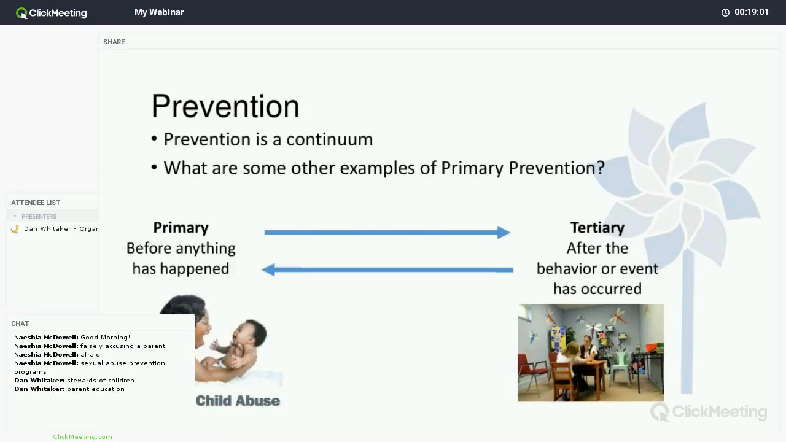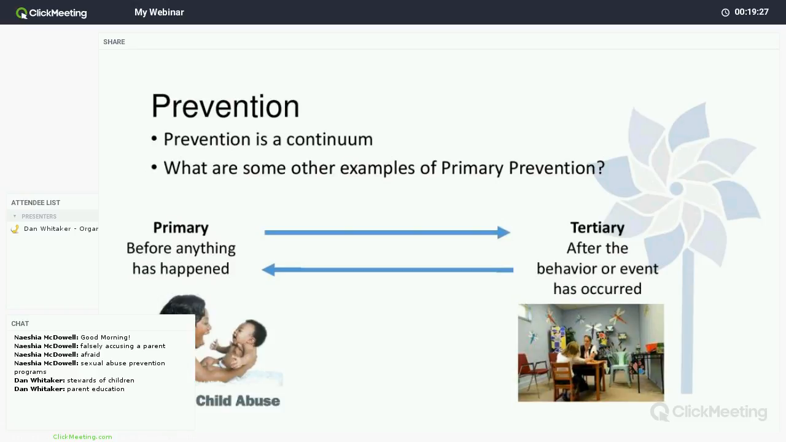So primary prevention can include parent education, community support, and then we also have specific programs like Stewards of Children, which is a sexual abuse prevention program, and Strengthening Families, which focuses on 5 protective factors. We also have home visiting. And primary prevention can be a lot of bigger policies that are more public health related as well. Secondary prevention can be making that mandated report of abuse.